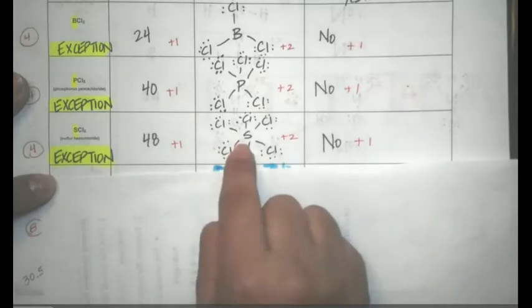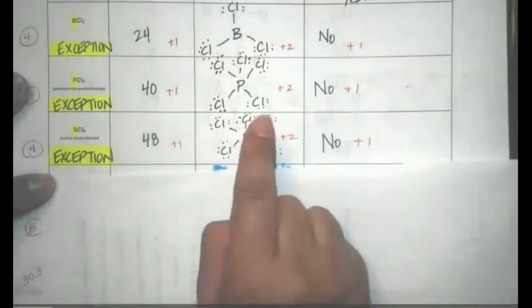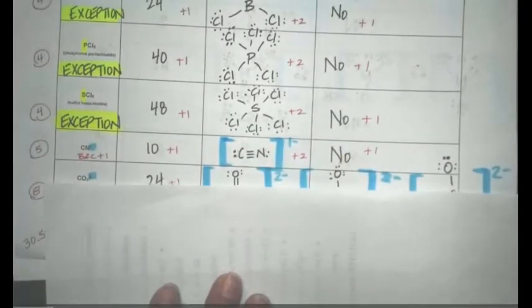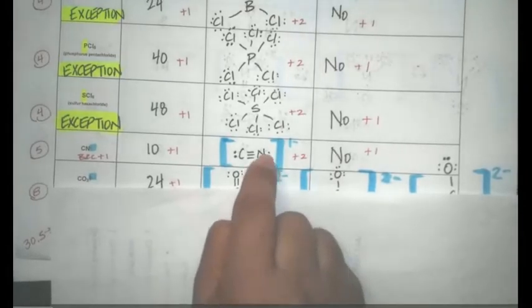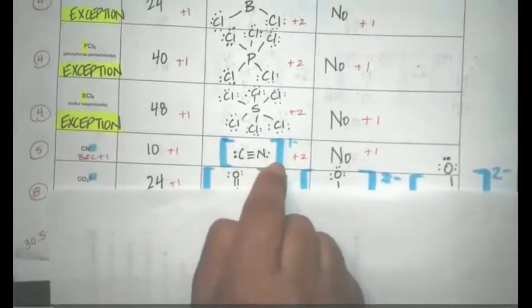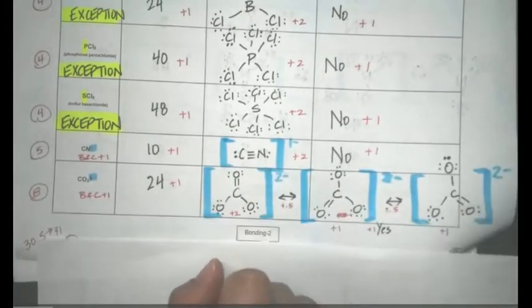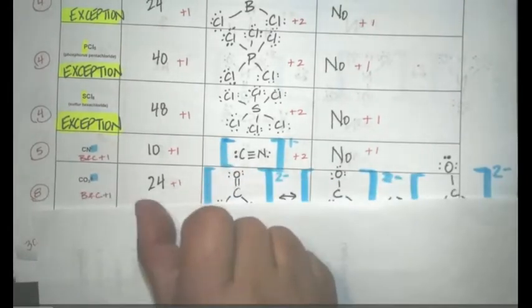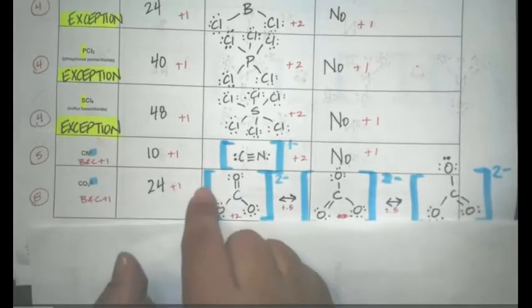S can hold more than 8 because it has a 3D sublevel to put more electrons. No resonance. CN⁻ is cyanide. This one has a triple bond and then a lone pair on each atom. No resonance, 10 available. And then carbonate has 24.